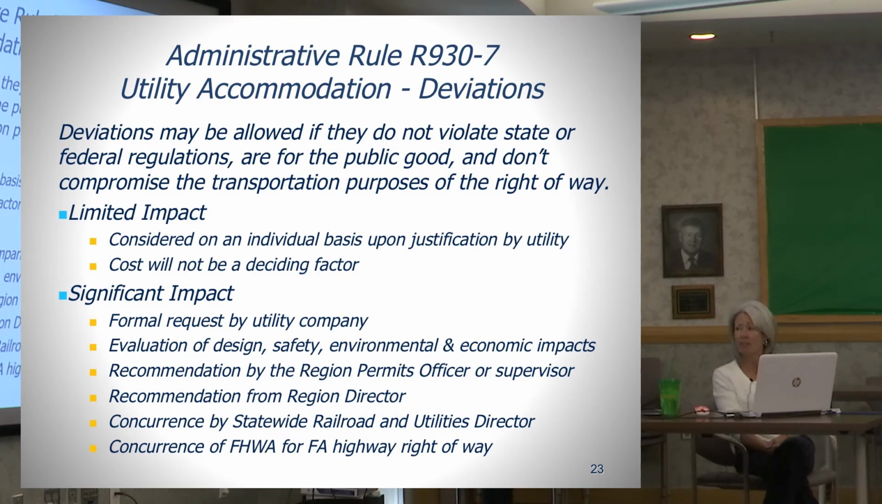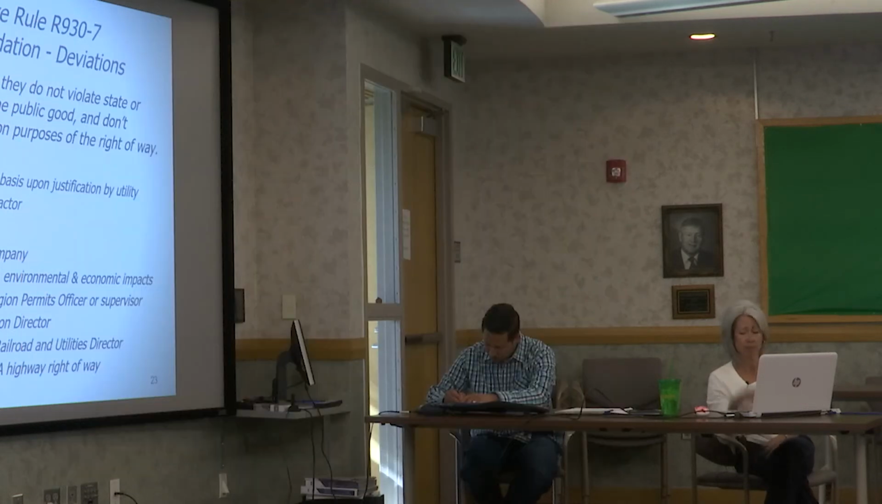If it's a significant impact, it needs to be a formal request from the utility company. It's evaluated from more perspectives: design, safety, environmental, and economic impacts. The region permits officer or supervisor has to recommend allowing the deviation, and the region director needs to recommend allowing the deviation. It needs to be concurred to by the statewide utilities director and also by FHWA if it's a federal aid highway.